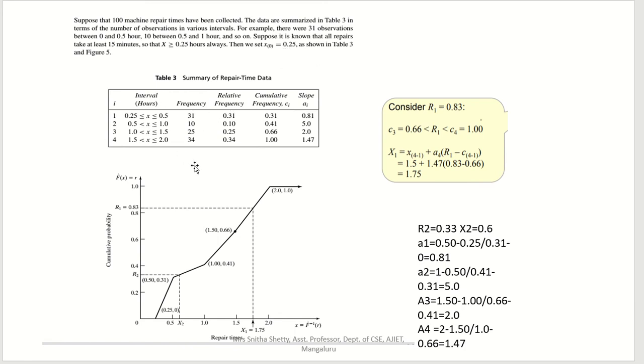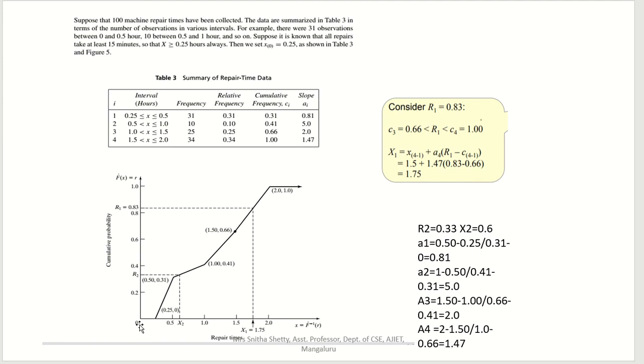So the frequency is given. Calculate the relative frequency by dividing by 100, since the total number of observations is 100. Calculate the cumulative frequency and calculate the slope using the graph. In the graph, the x-axis is taken as the interval and the y-axis as the cumulative probability. Then plot the graph using the interval, and make sure the starting interval, since they're given 0.25, begins from 0.25, and initially the cumulative frequency is 0.